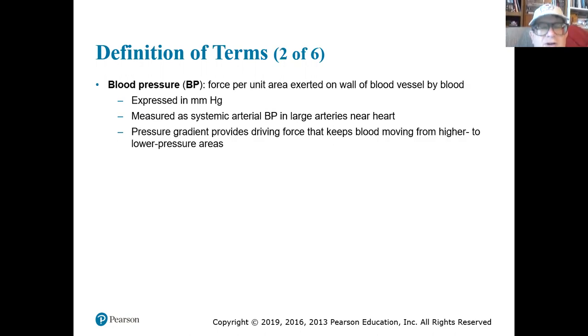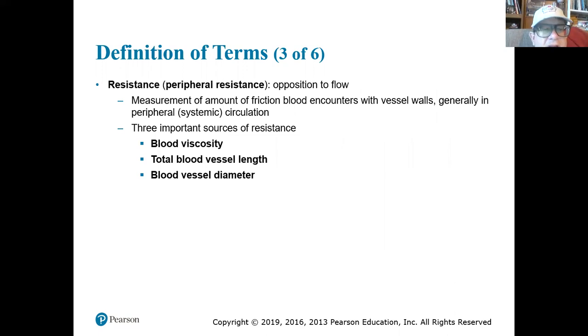All right, blood pressure. The force per unit area exerted on the wall of the blood vessel. We describe blood pressure in millimeters of mercury, and what we're measuring is systemic arterial blood pressure, in large arteries near the heart. The pressure gradient provides the driving force that keeps blood moving. Fancy way of saying blood is always going from higher pressure to lower pressure areas. That's why blood is going from the arteries to the veins.